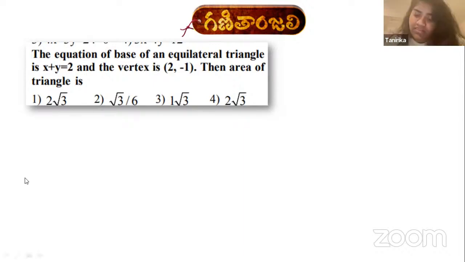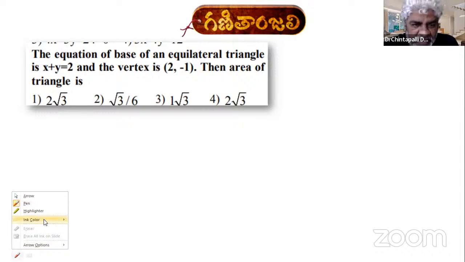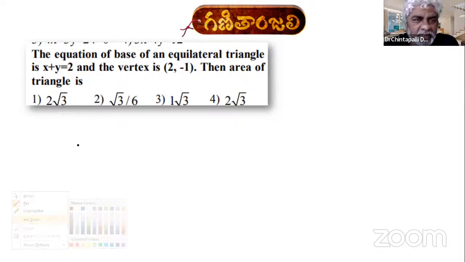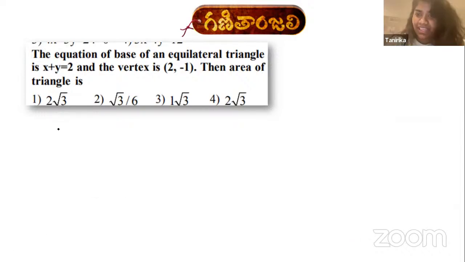Area of equilateral triangle. Base times height. You know. √3 over 2. Go ahead. That's good. Or √3 over 2 times a.